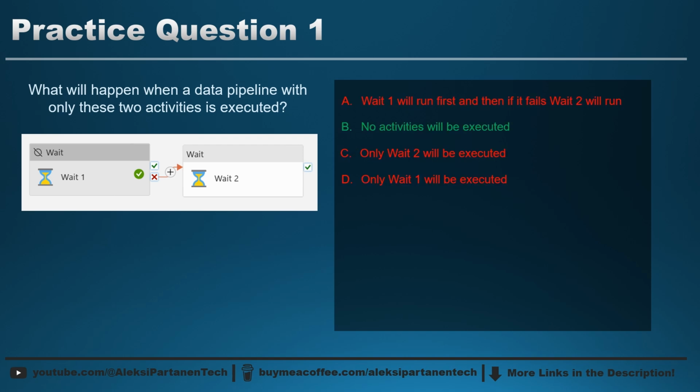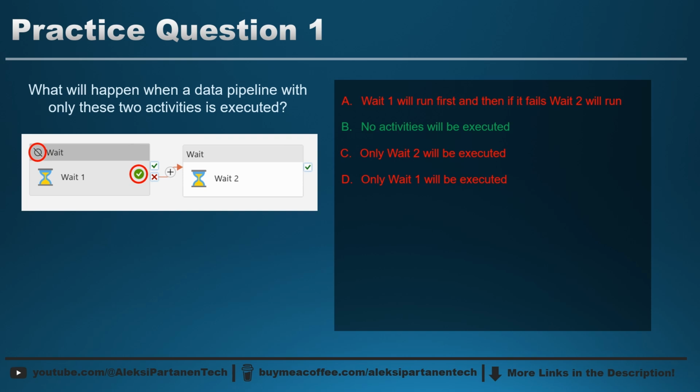The correct answer is B. No activities will be executed. Let me clarify this a bit, since this could be a bit confusing to some why nothing will run in this case. I will highlight the key things to pay attention to in this picture. The first thing is that the wait 1 is actually deactivated, so it won't be running. Then that green circle with the check mark means that this activity will be marked as completed when the pipeline runs, even though it won't execute.